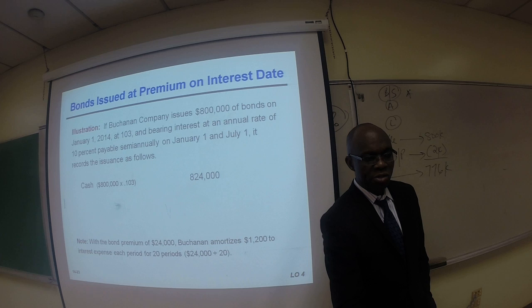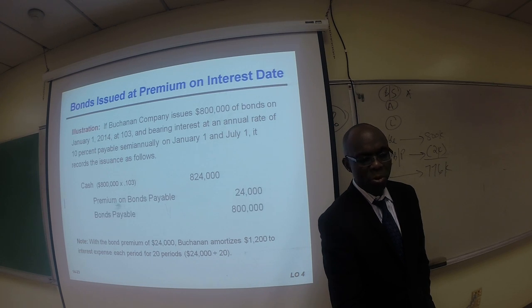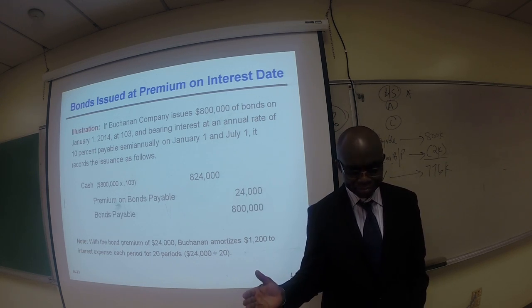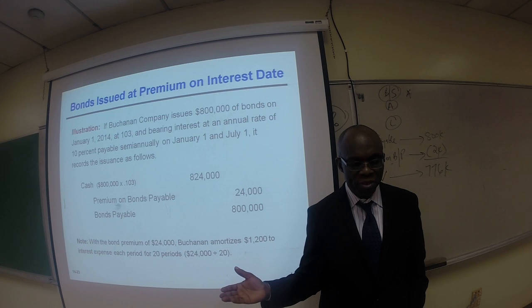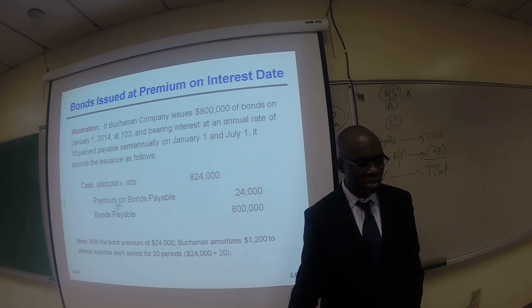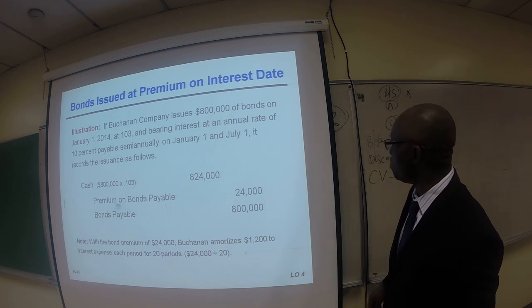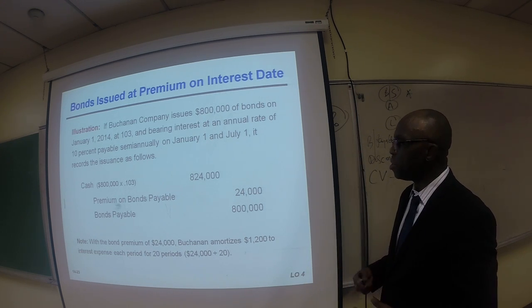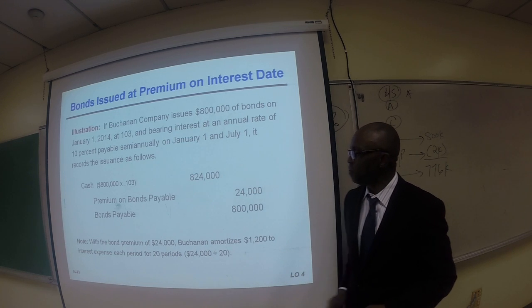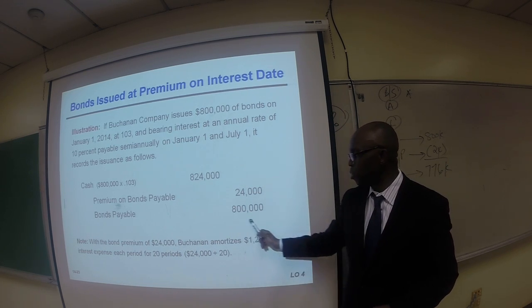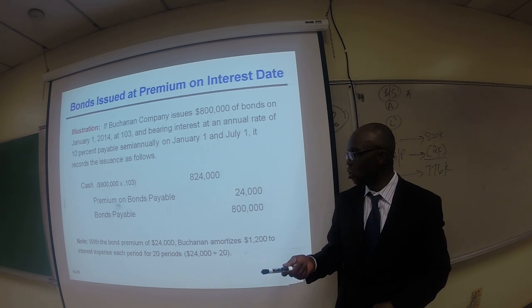Same pass here. So 0.103 multiplied by 800,000 will give you 824,000. So the premium on bonds payable is credited for 24,000 and bond payable is credited for 800,000. So just the opposite of discount. So take a look at what happened here. Now, how much did we actually receive? We received 824,000. But we are going to pay the bondholder 800,000 in due course.